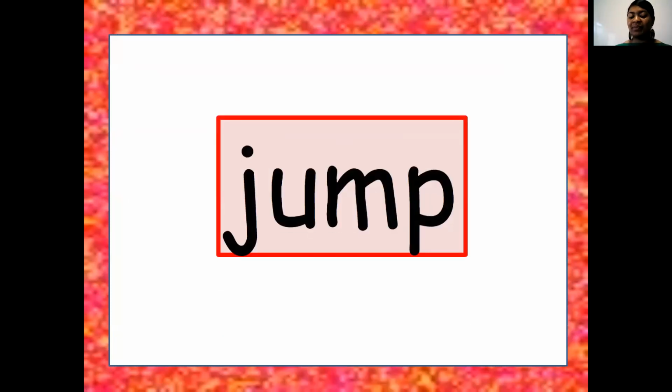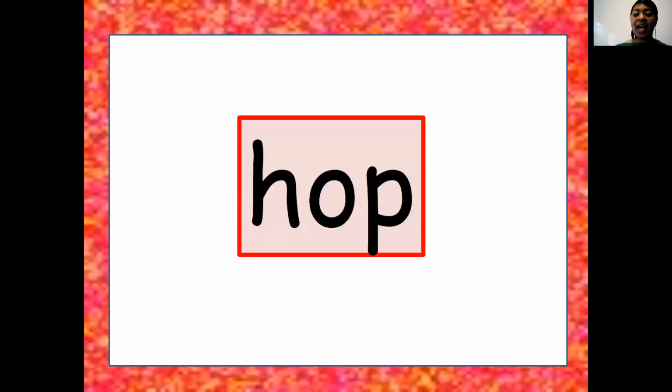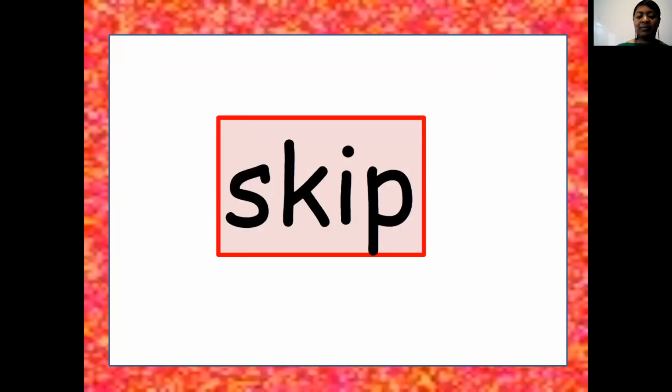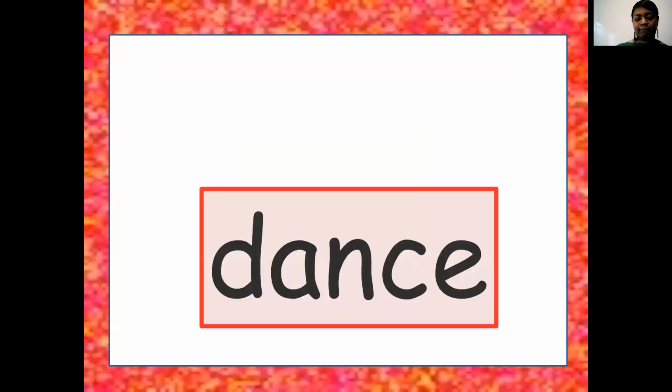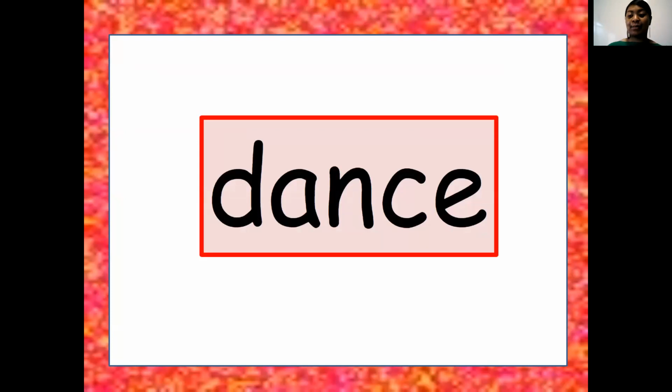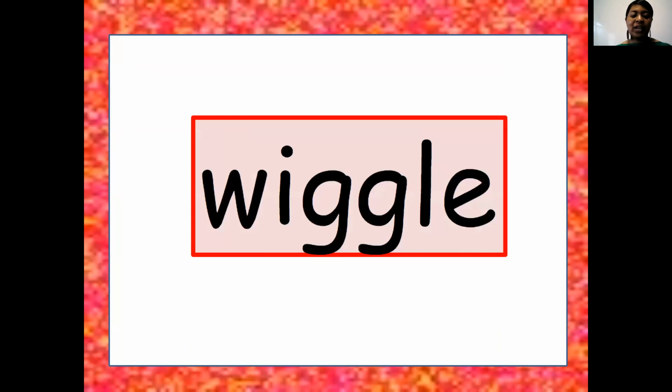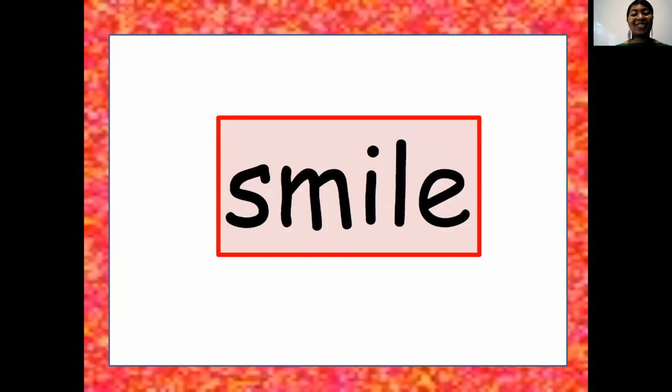Let's act out these verbs. Jump. I see you jumping. Good job. Hop. Skip. Dance. Wiggle. Smile.